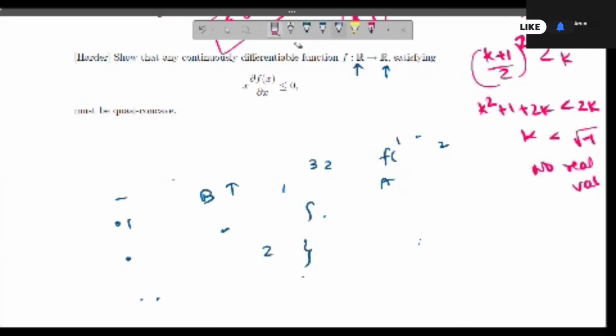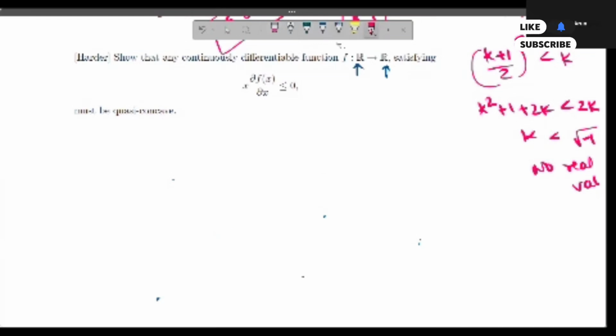For example, consider f(x) as minus modulus x. Tell me whether it is quasi-concave or not. Did you revise those steps to prove? So I'm assuming a counterexample that my f(x) is minus of modulus x, okay? Now you'll check what the possibilities of these values are.